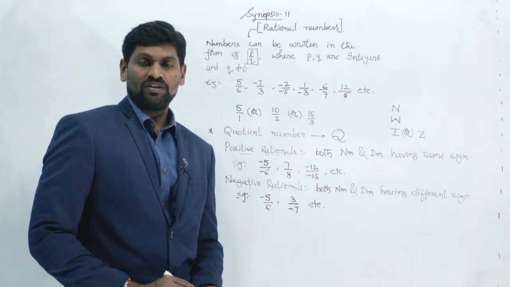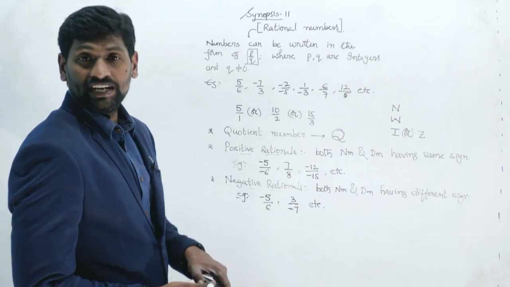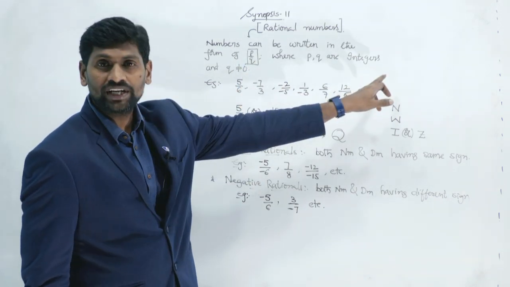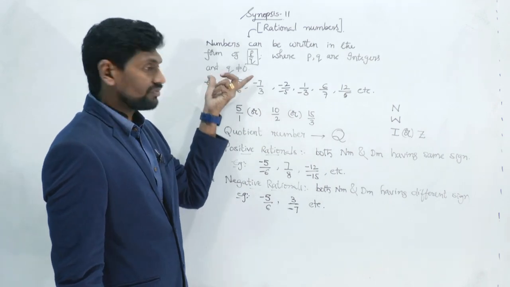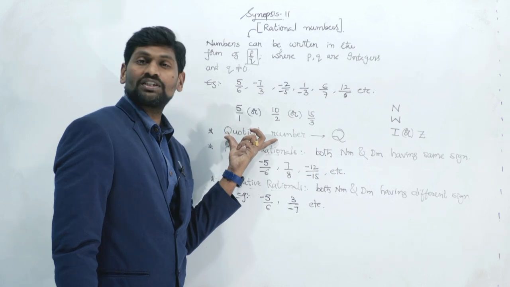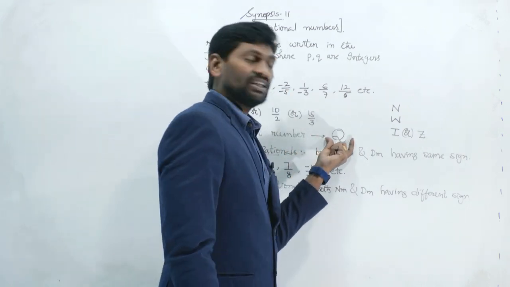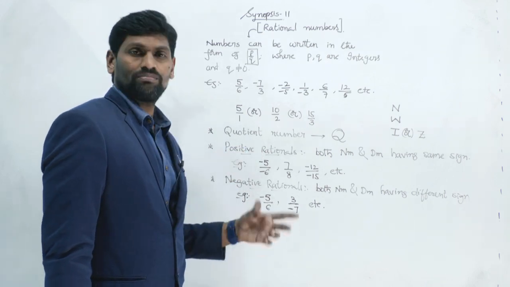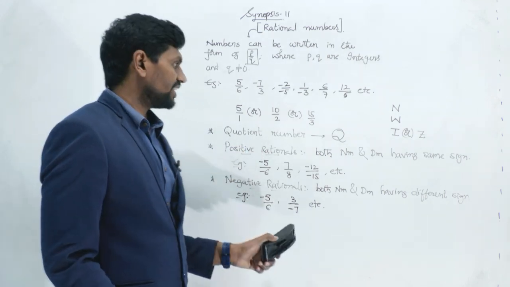So rational numbers are nothing but the numbers which can be written in the form of p by q, where p and q are integers, q does not equal 0. Examples. Another name of rational numbers is quotient numbers. We are representing them with the letter Q. Positive rational numbers, negative rational numbers. Okay? Check.